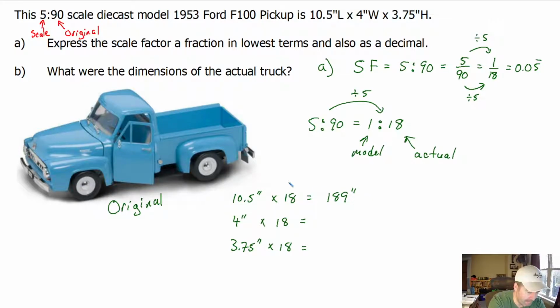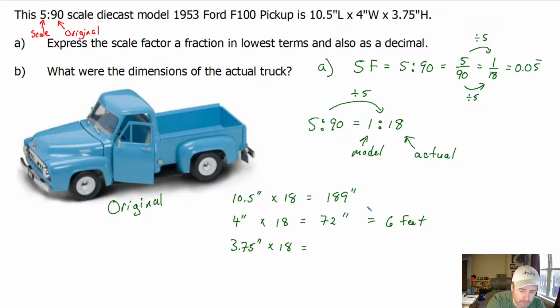4 by 18, so that would be the width. That would be 72 inches wide. And 72 inches, just while I'm here, that's about 6 feet. So 72 inches, about 6 feet wide, which seems, I don't know if that's wide or not. It's about right, I guess.